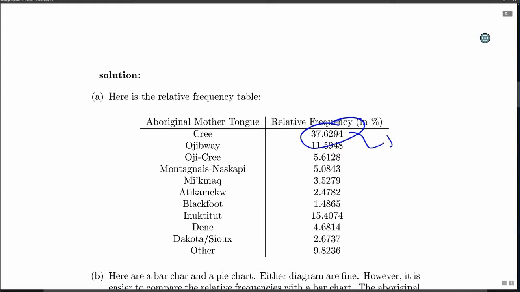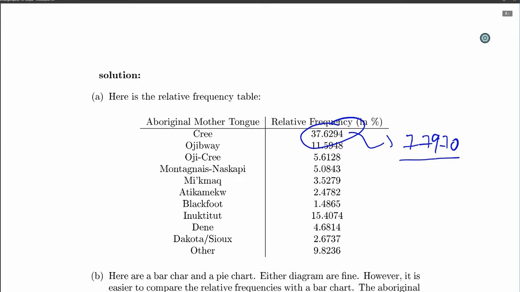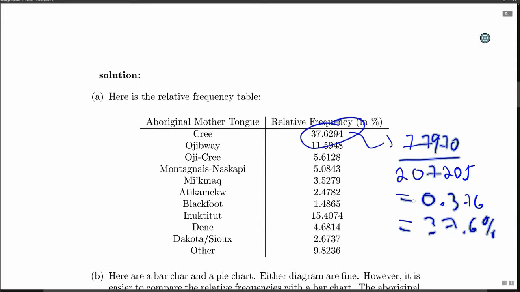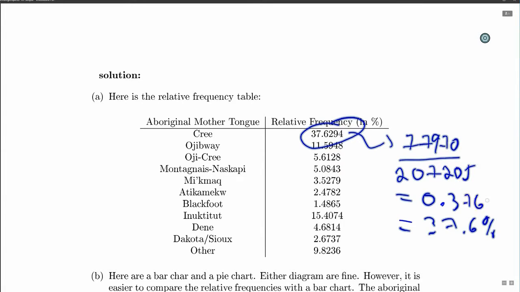And so here what we'll do is we get the frequency, which is 77,970. This is for the respondents that identified Cree as their Aboriginal mother tongue, and in total we had 207,205 respondents. And then when you do the ratio, you'll get 0.376 in your calculator, which represents about 37.6%. Okay, and so the relative frequency for Cree is 37.6%. And so we do the same for the other categories.